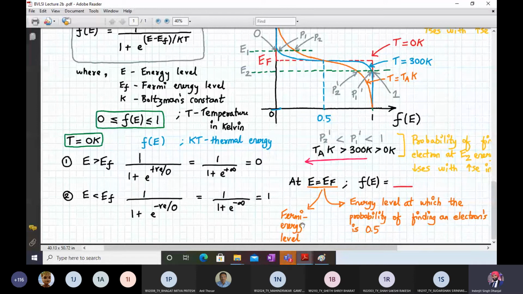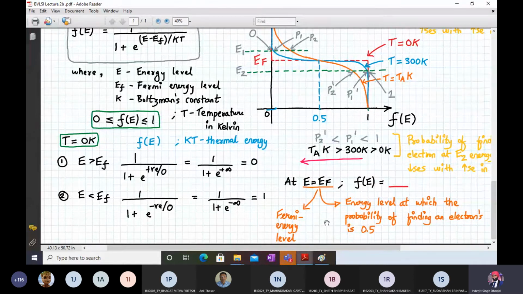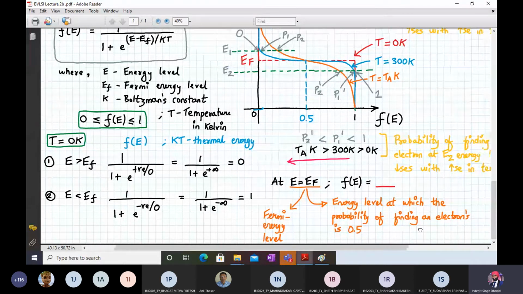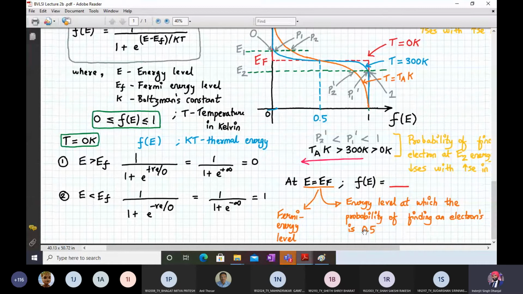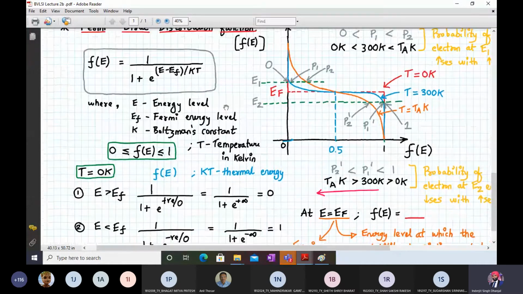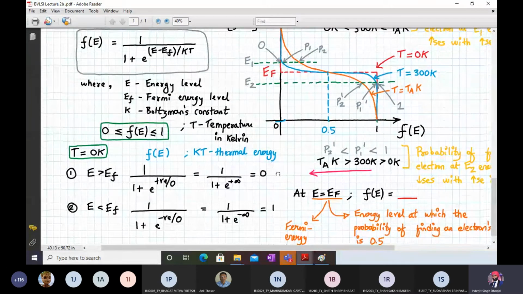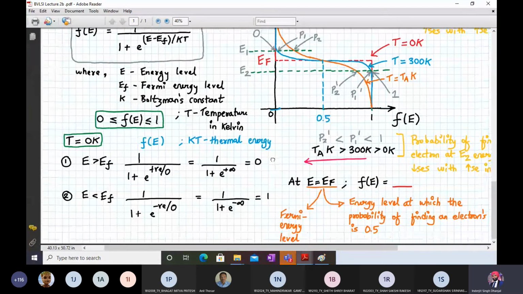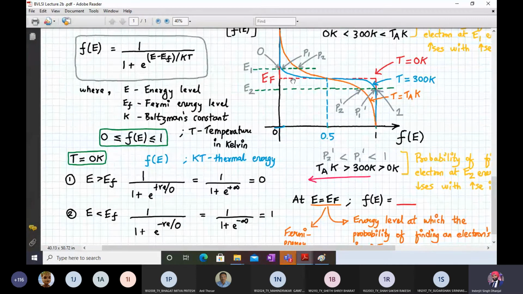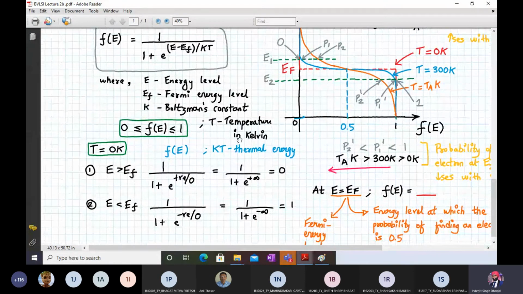This EF is called the Fermi energy level. It is the energy level at which the probability of finding the electron is 0.5. So you have to understand, if E is equal to EF, that means this e raised to 0 will become 1, so 1 upon 2, that is half. So the probability of finding the electron at the Fermi energy level is half, at E equal to EF.